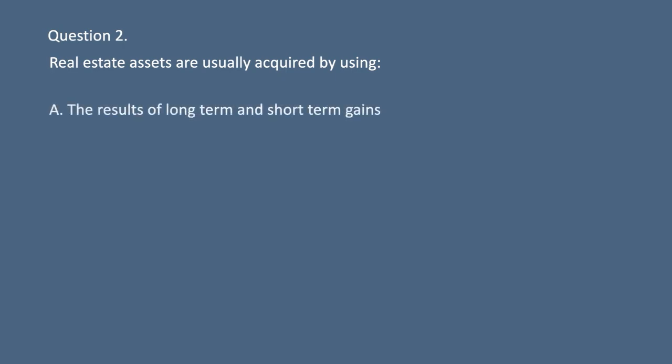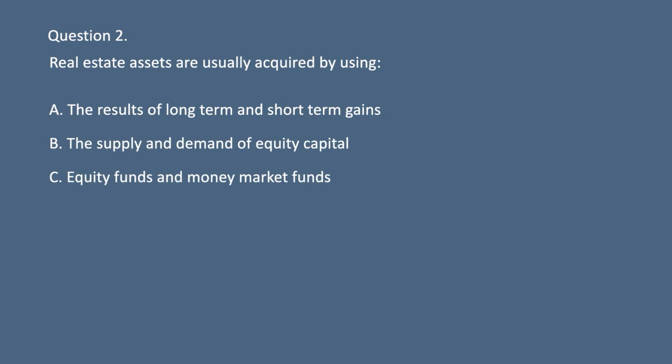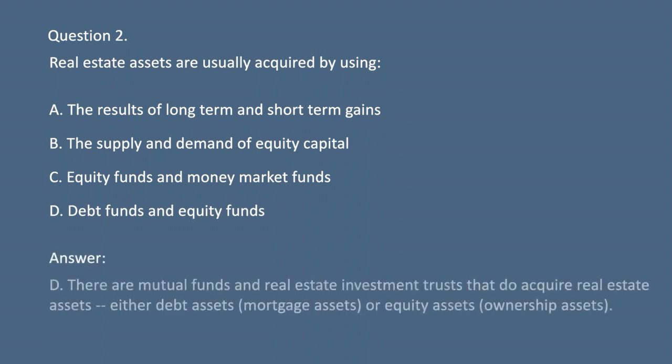Question 2. Real estate assets are usually acquired by using A. The results of long-term and short-term gains. B. The supply and demand of equity capital. C. Equity funds and money market funds. D. Debt funds and equity funds. Answer. D. There are mutual funds and real estate investment trusts that do acquire real estate assets, either debt assets, mortgage assets, or equity assets, ownership assets.